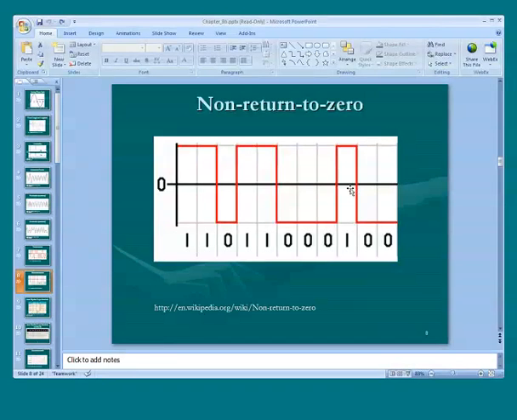Non-return to 0 is just what it says. At no point does the signal take a pause at the 0 bar. There will be a positive voltage or negative voltage, but at no time a 0 voltage.